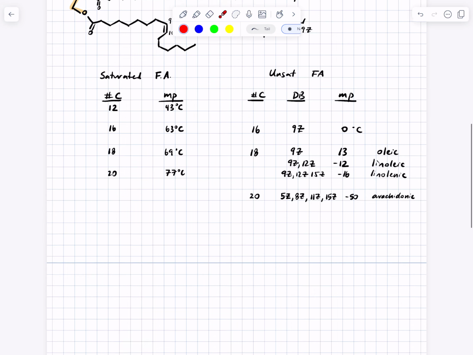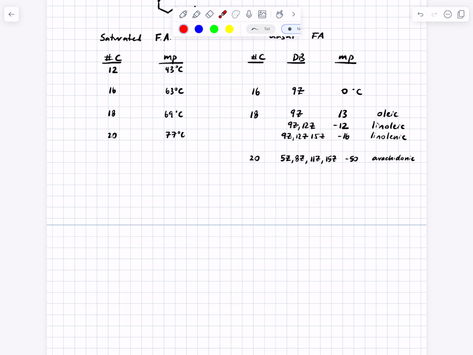A couple general features of fatty acids, some terms that you may have heard before. I'm going to draw the 18 carbon linolenic acid.